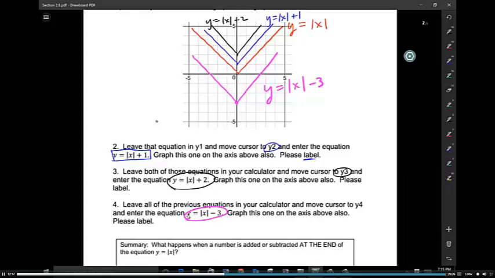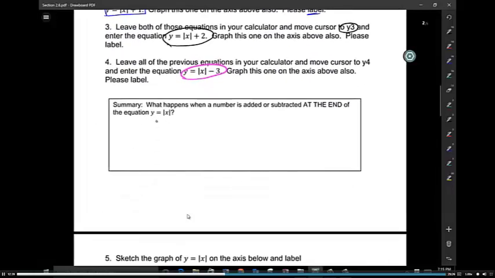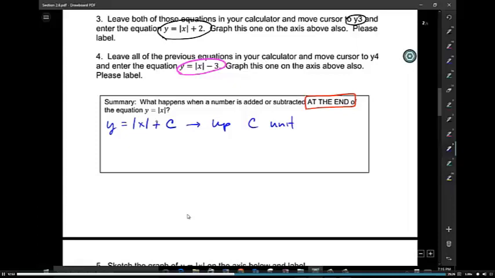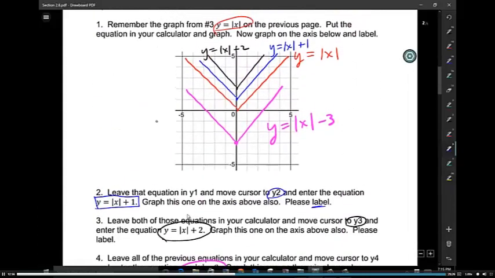Okay, so here's where it all kind of comes together, right? The box, the all-important what goes in the box, you know is important, right? What happens when a number is added or subtracted? Make sure you notice what this says at the end of the equation. If you have y equals absolute value of x plus c, meaning plus any constant, it might be plus 2, plus 3, plus 5, plus 7, right? If there was a plus, didn't it just move the graph up c units? If it was a plus 1, remember, it just moved it up 1. If it was a plus 2, remember, it moved it up 2.